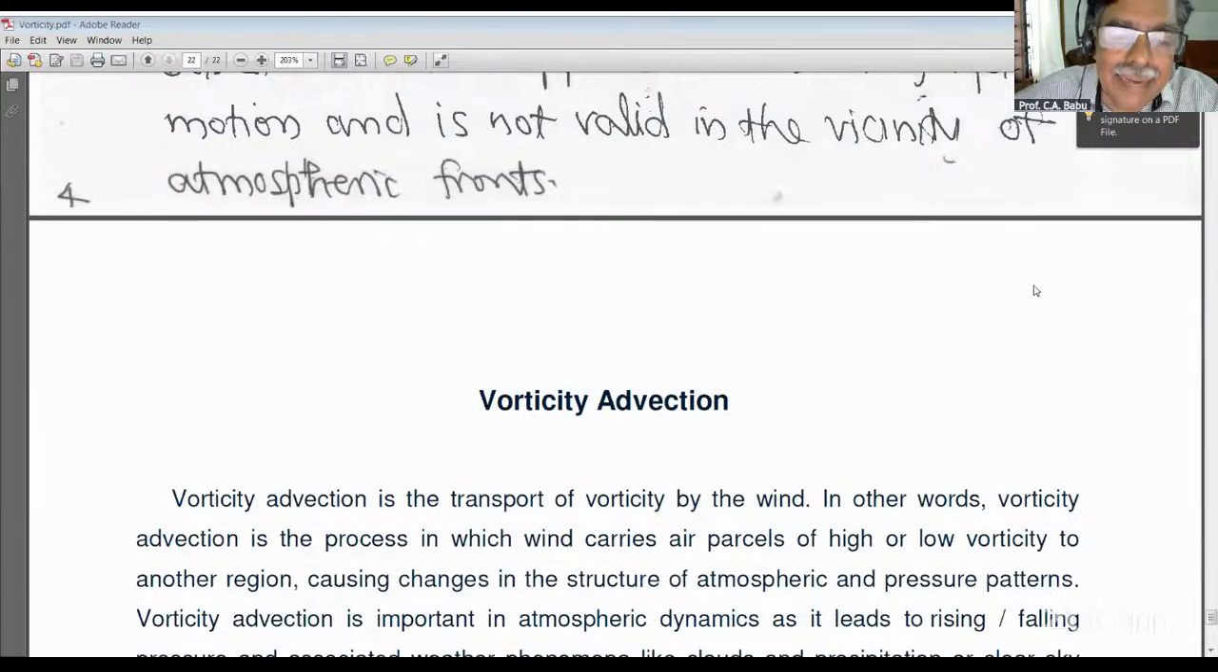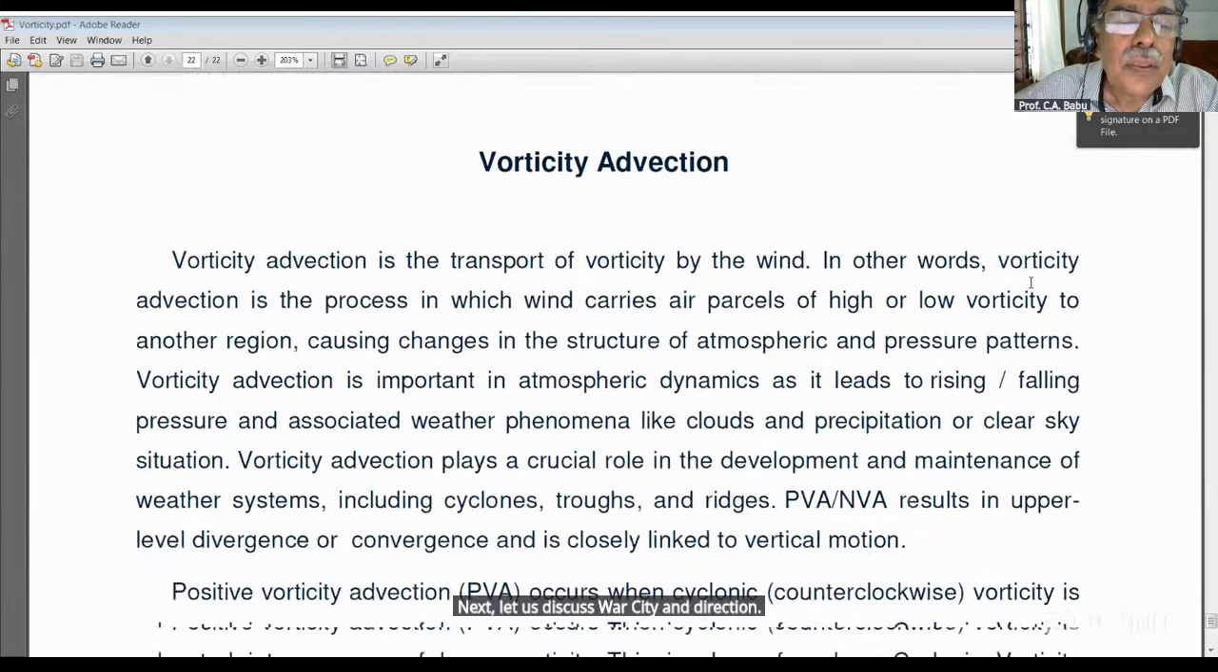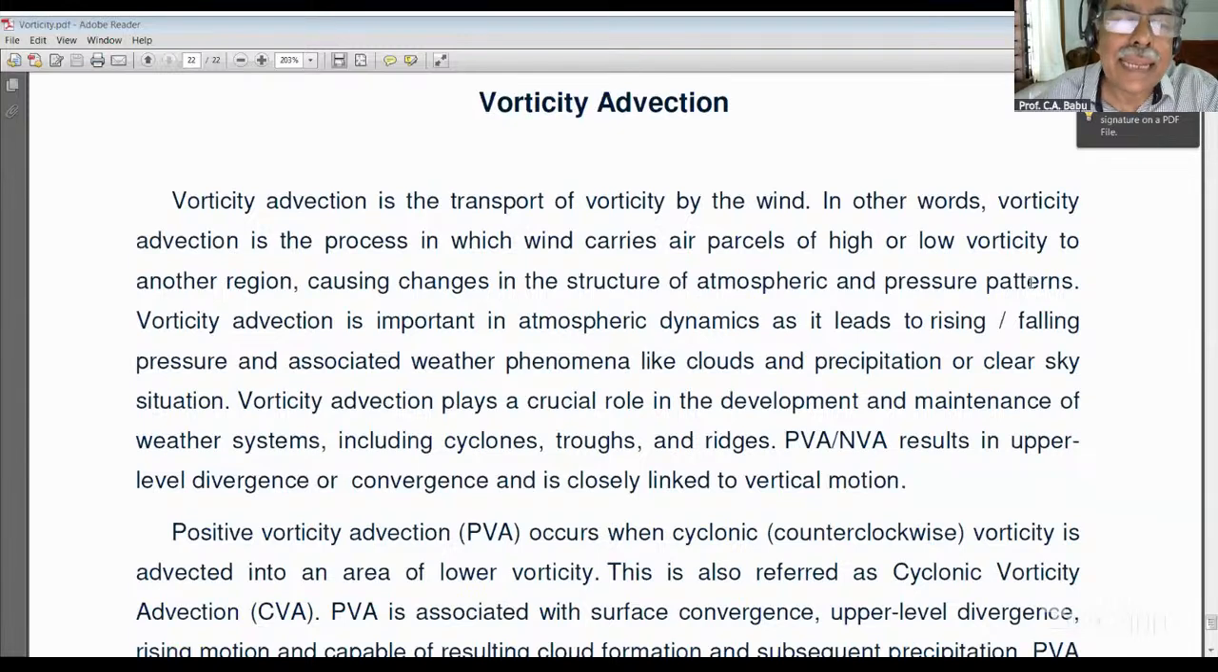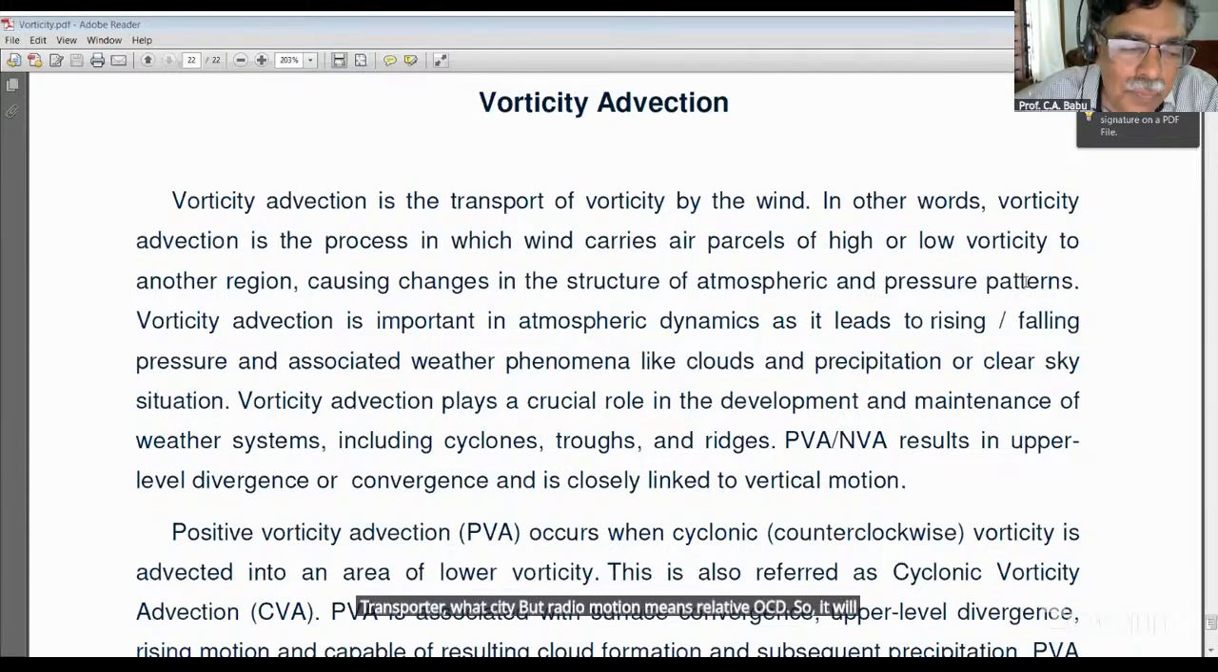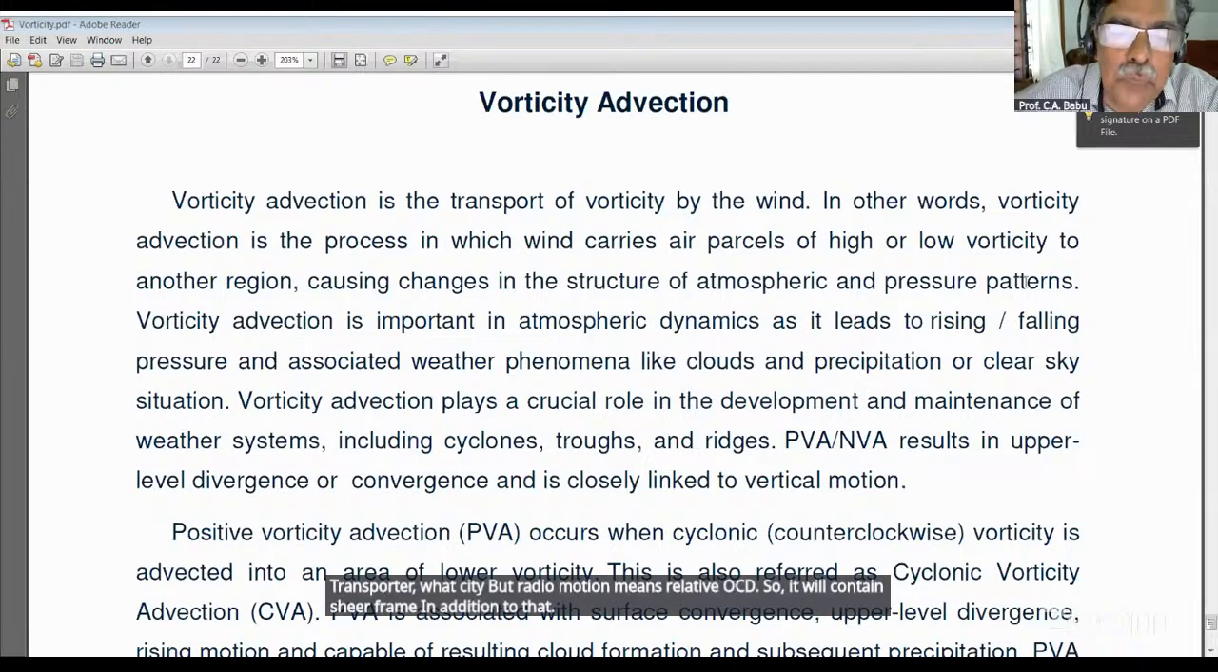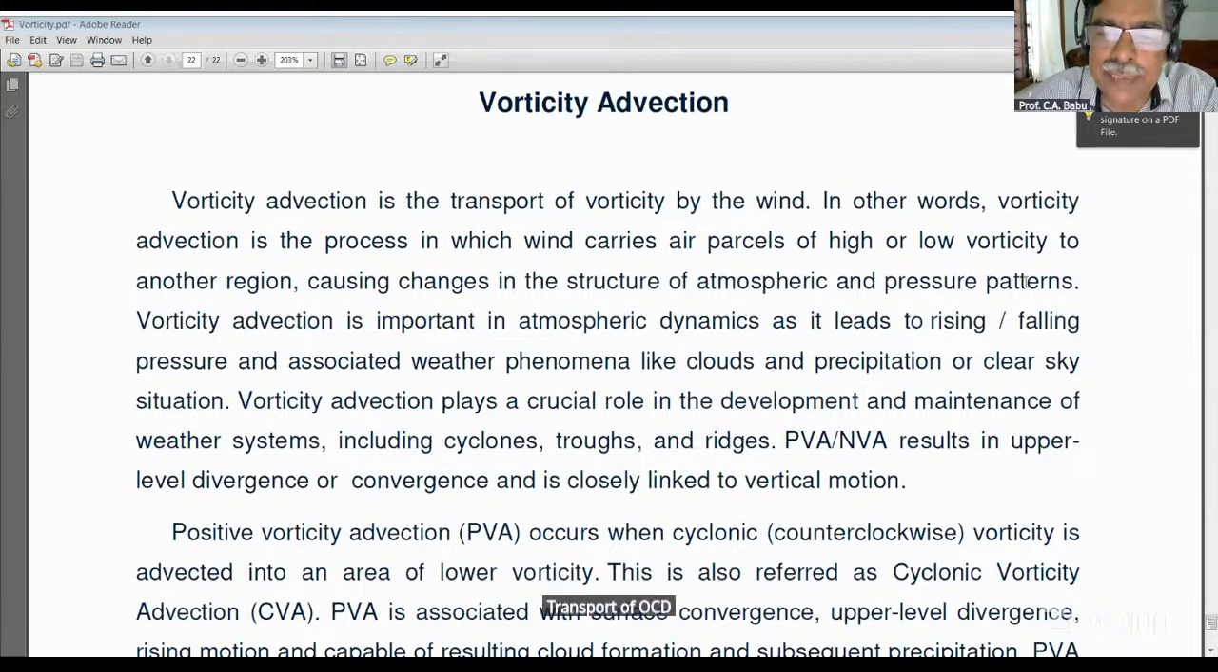Next, let us discuss vorticity advection. Vorticity advection is the transport of vorticity by the wind. The transport of vorticity by relative motion means relative vorticity, so it contains a shear term and a curvature term. In addition to that, transport of vorticity by planetary vorticity.